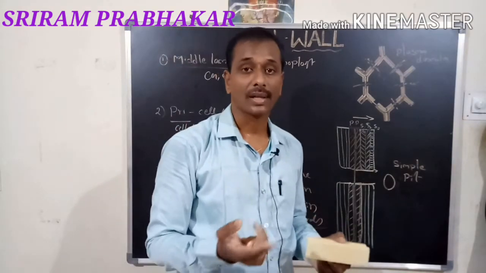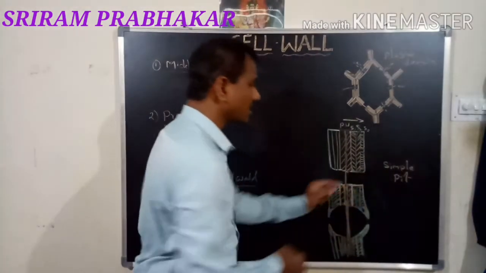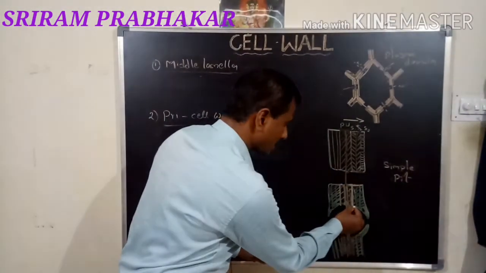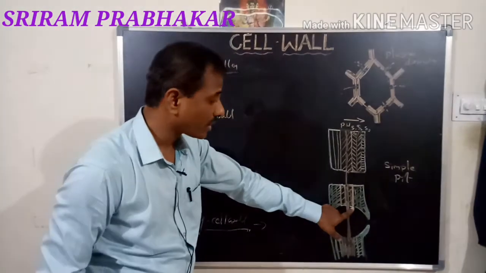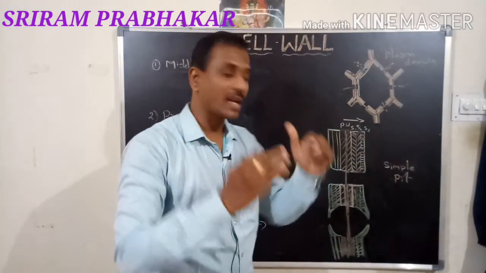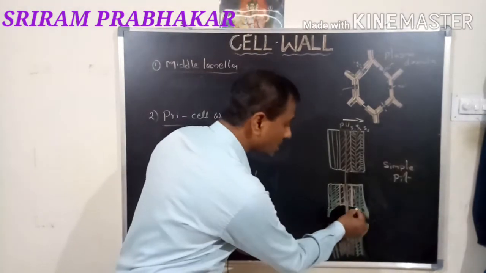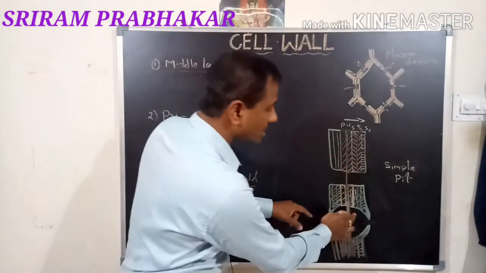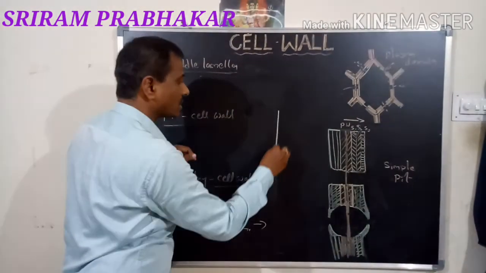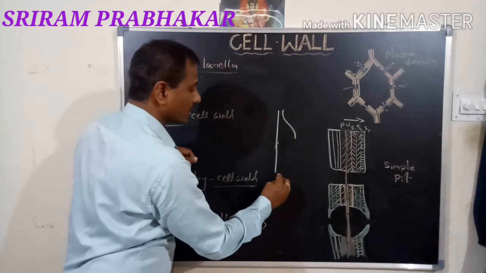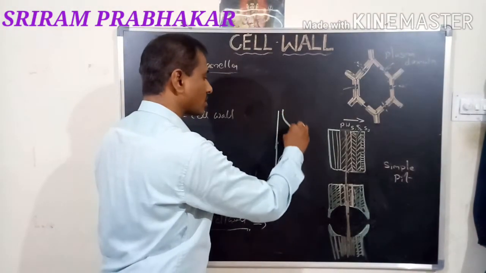But in some plants, another type of pit is also present. So I will show it here. This is a simple pit. Here the secondary wall deposited on the primary wall is formed as a funnel-like structure, that means extra growth has occurred. Due to the extra growth of the secondary wall, it forms a funnel-like structure. This is one cell, this is the other cell. It is the same. When we observe one cell, it is like this. This is the secondary wall.